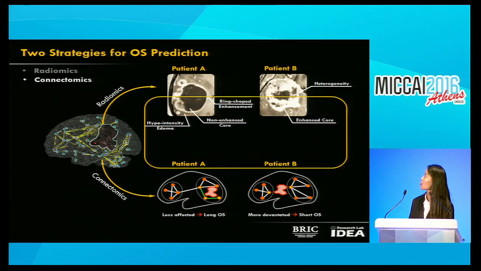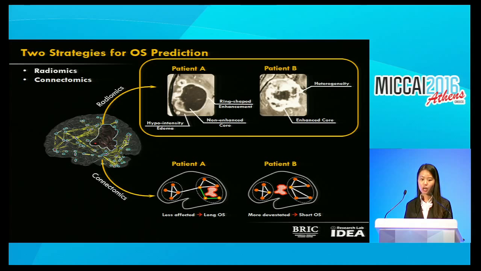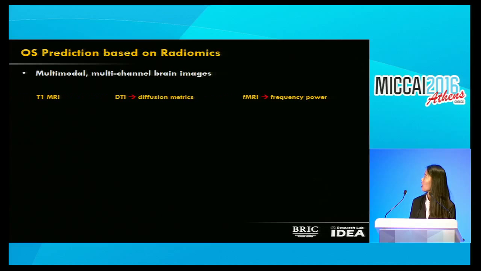After introducing our connectomics strategy, in the following slides I'd like to introduce our other radiomics-based method. In this method, rather than using only one modal image, we use multimodal brain images, which include T1 MRI, diffusion tensor imaging and functional MRI.